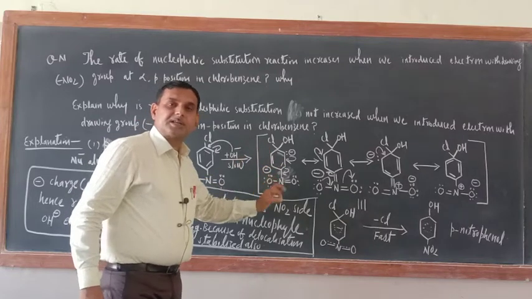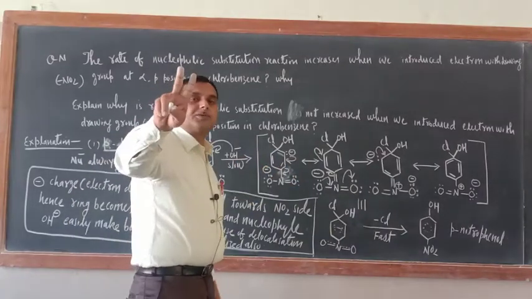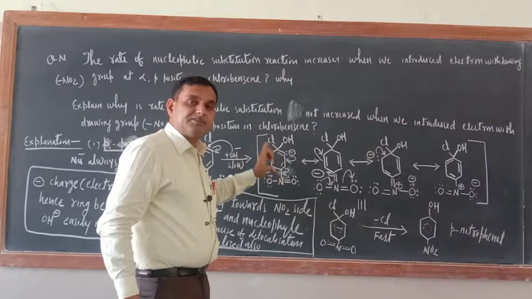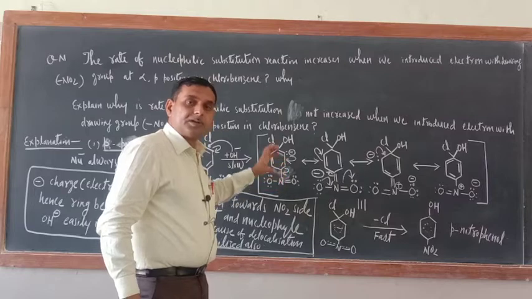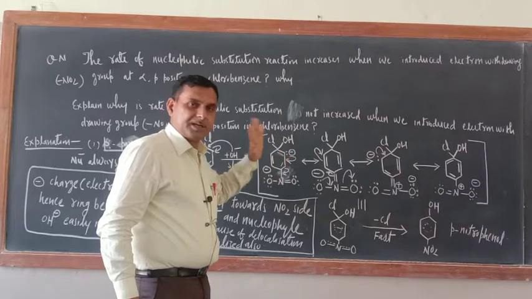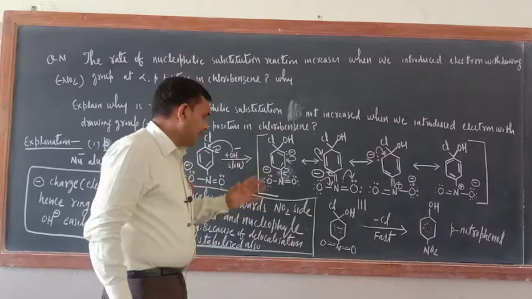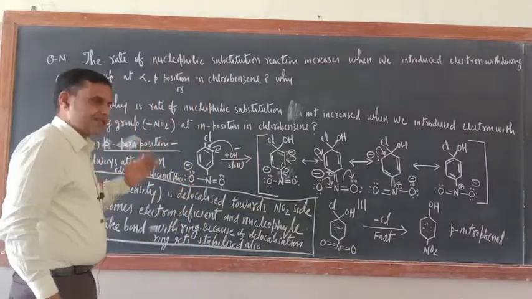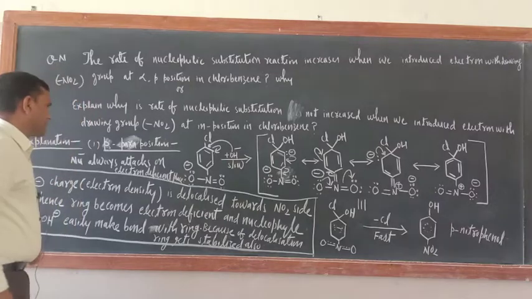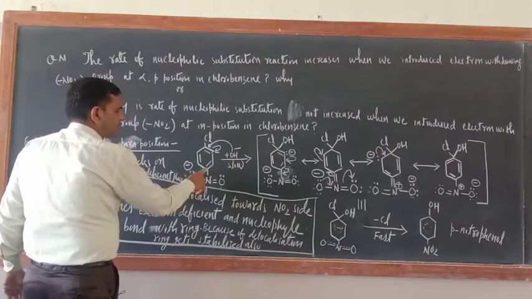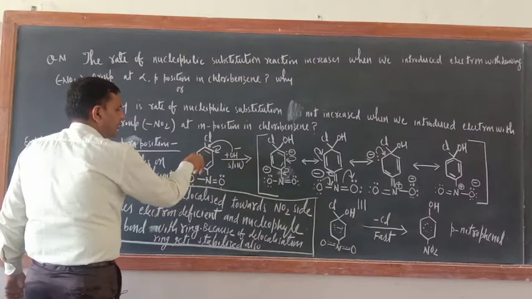Making resonating structures is very easy. Only one thing you should remember: the valency of each atom present in that compound should be completely satisfied. And last year also we made so many resonating structures, so I hope that you are efficient. Okay, so just see the explanation. Now I have introduced the NO2 group at the para position in chlorobenzene.